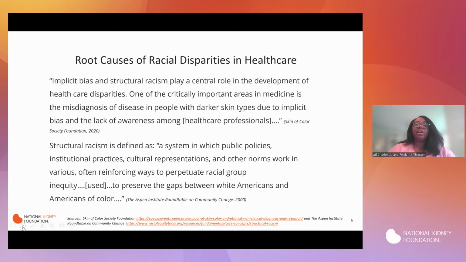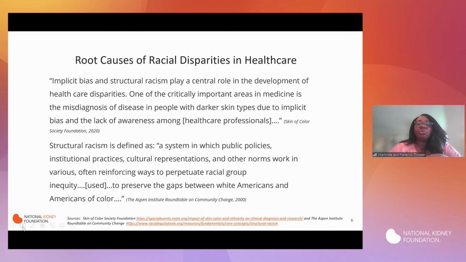So this slide here, I don't usually like to directly read my slides, but I don't want to miss anything because this is going to set the foundational reason of why we're going to get into what we're going to discuss today. And so, when we look at the root causes of racial disparities in healthcare, it's a lot to unpack, but just bear with me as I read through this.